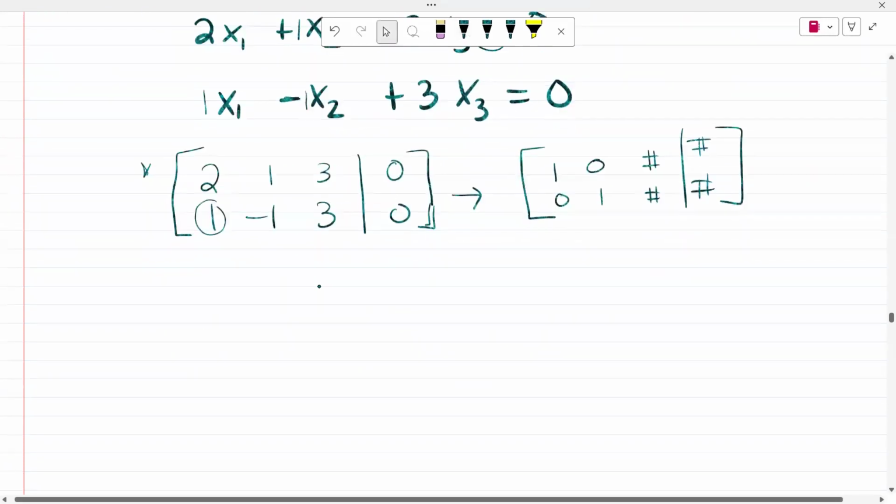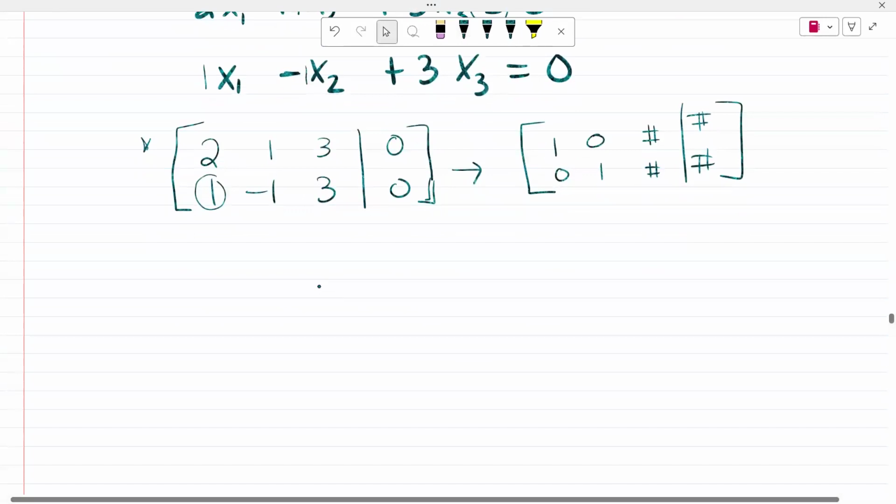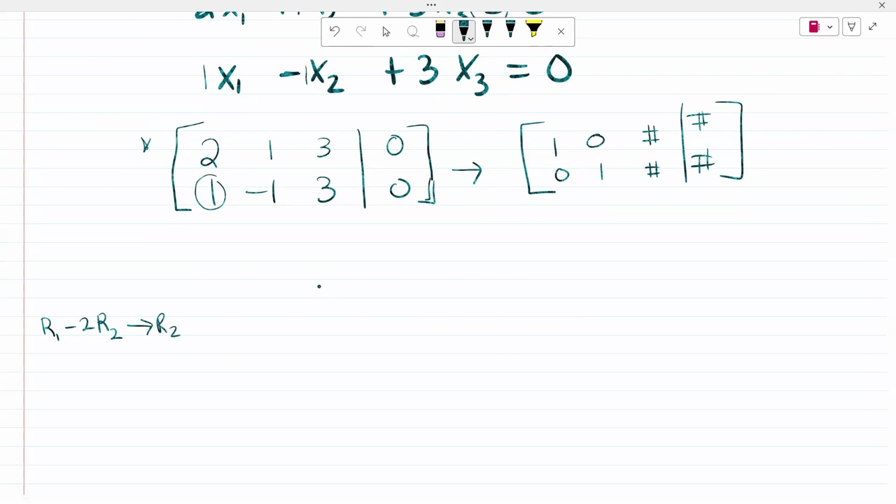So how do I make that 1 into a 0? By using a row operation. More specifically, I'm going to do row 1 minus 2 times row 2. So I looked at the numbers 2 and 1. The LCD is 2. You just have to make one positive and one negative. So the only way to do that is multiply the entire row by the scalar -2 and add row 1.